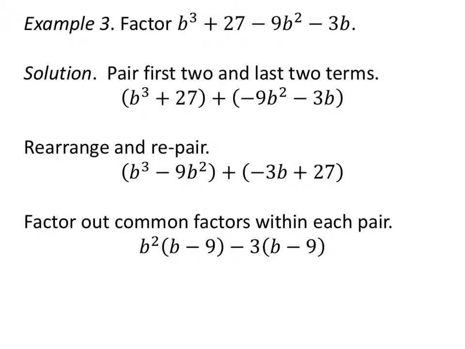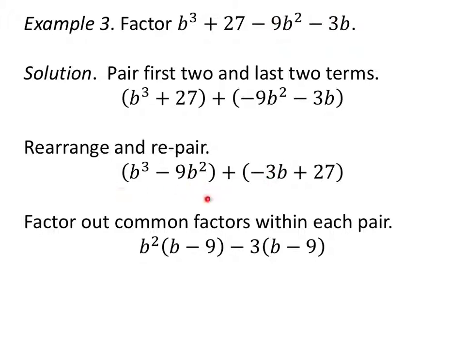Okay, so instead what we're going to do is rearrange. It doesn't matter how we rearrange them. You might rearrange them and then say, wow, that didn't work, and rearrange them again. But what I did was take the b cubed and the 9b squared and put them together in the first pair. Then I just rearranged the order of the minus 3b and the 27. So I still have b cubed plus 27 minus 9b squared minus 3b.